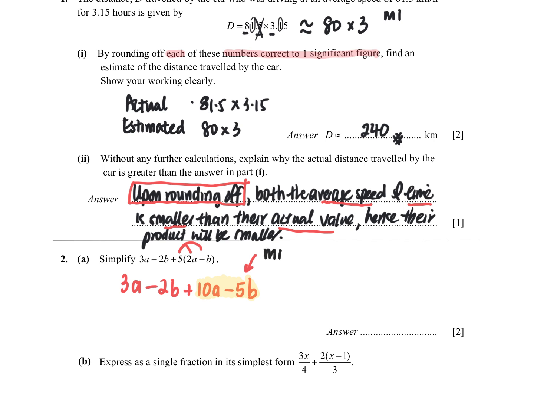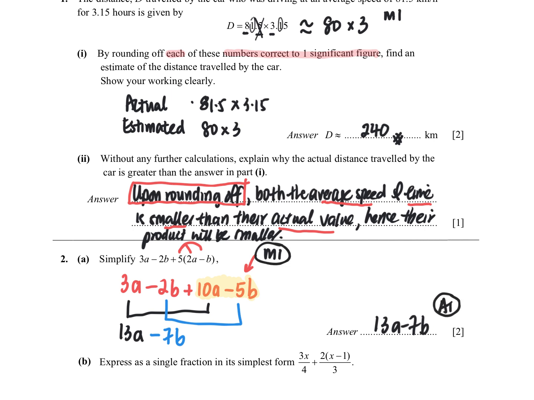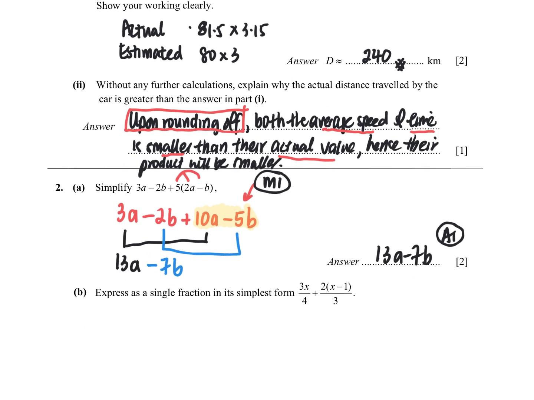Okay, the next mark is to simplify correctly. So 10 plus 3 is 13a. Minus 2 minus 5 is minus 7b. So this is the answer mark. This is the method mark. Okay, so if you do it carefully, you would have gotten these 2 marks.